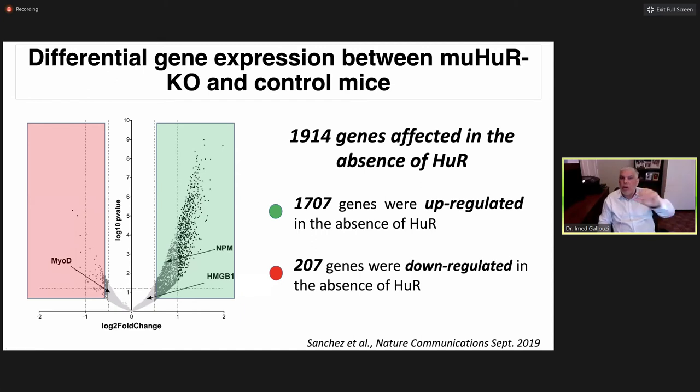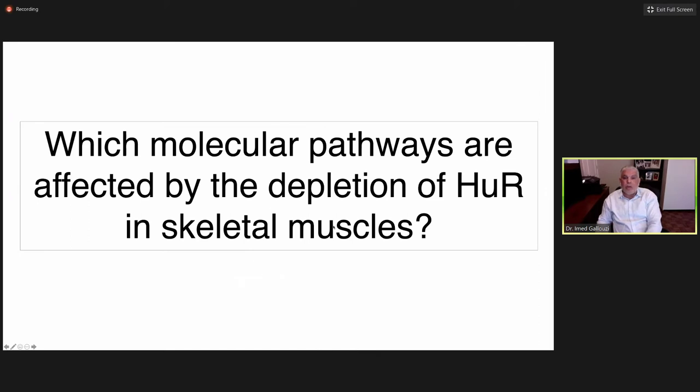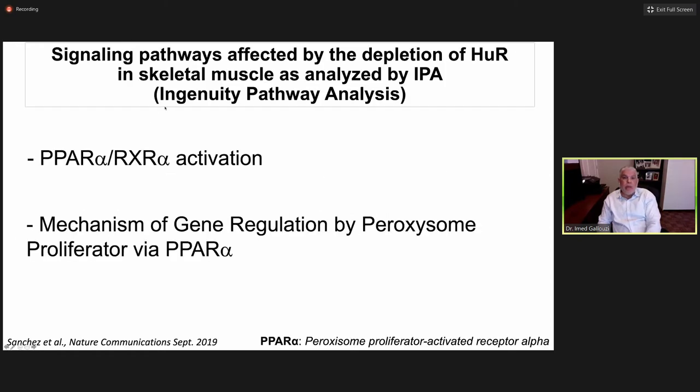And I showed you early on in my first slide that the role of HUR in destabilizing target messages has been published by my lab and others. So we said, this is interesting. Then obviously the next step was to identify the pathways affected in the absence of HUR. We performed ingenuity pathway analysis, and for the sake of time, I am not showing you the detailed analysis, and I would be happy to answer any questions and show you the data for those who are interested.